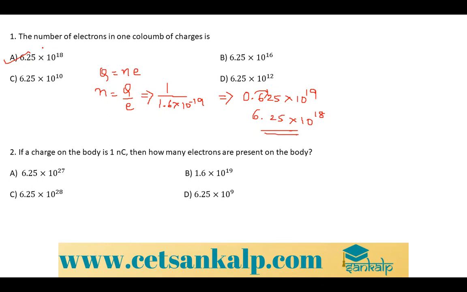Understood? Right. So next, the same, similar type. Give a try. If a charge on the body is 1 nanocoulomb, instead of 1 coulomb they have given 1 nanocoulomb, then how many electrons are present on the body? Try the same type.